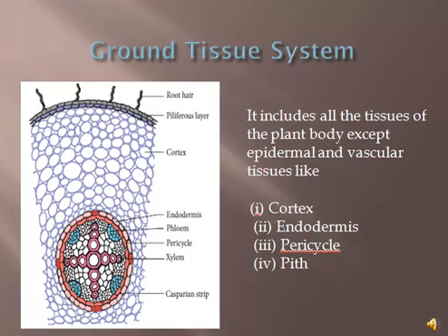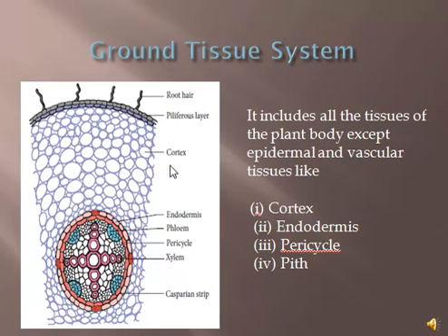Ground tissue system includes all the tissues of the plant body except epidermal and vascular tissue system. See, this is epidermis. Vascular tissue system, this is xylem. The green part, blue part is phloem. Xylem, phloem form vascular tissue system. Epidermal tissue system, outermost part. The tissues except the epidermal tissue system and vascular tissue system form ground tissue system.